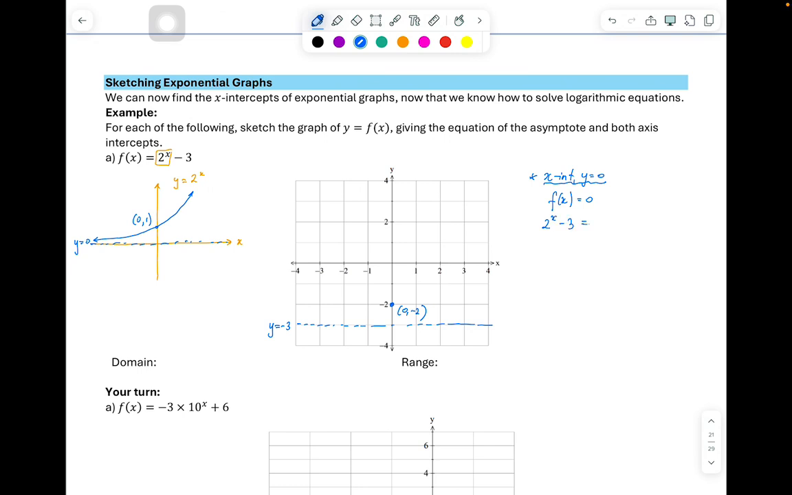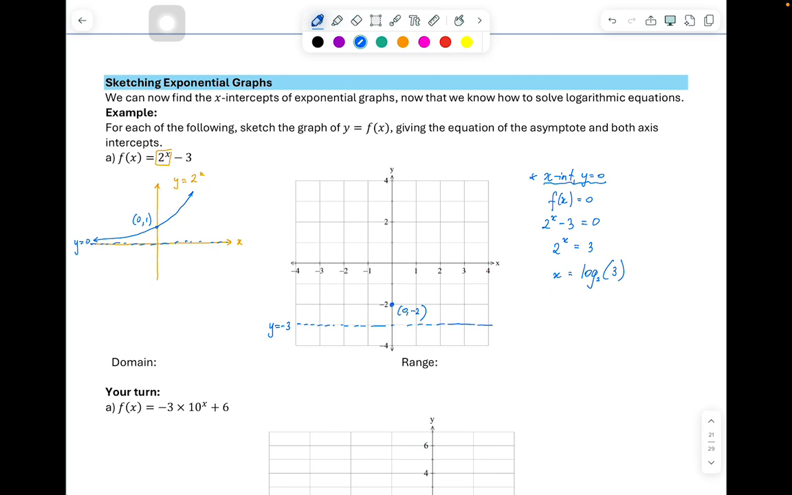So I've got 2 to the power of x minus 3 equals 0, so 2 to the power of x equals 3. The opposite of a base of 2, that is an exponential, if we shift it across to the other side, becomes a log base 2. And that 3 becomes encapsulated within the bracket.